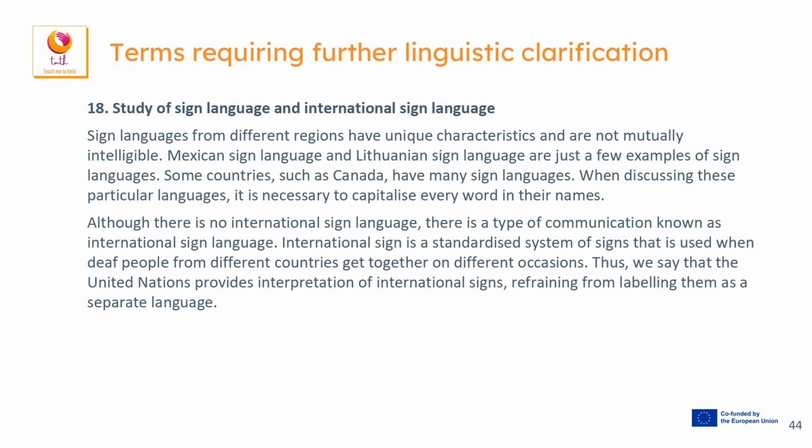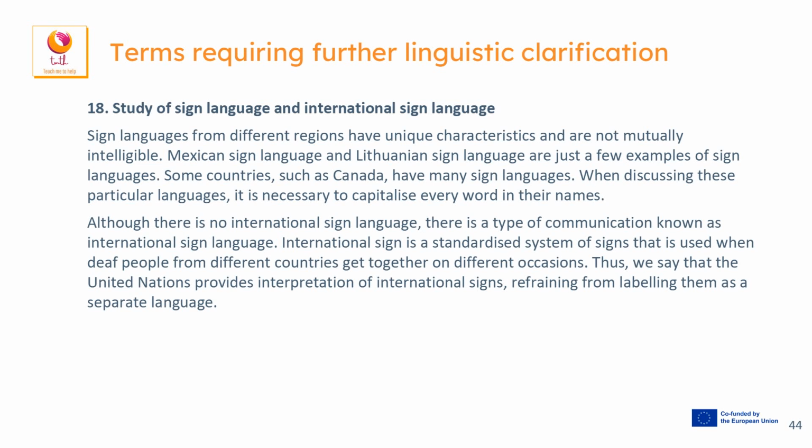18. Study of sign language and international sign language. Sign languages from different regions have unique characteristics and are not mutually intelligible. Mexican Sign Language and Lithuanian Sign Language are just a few examples of sign languages. Some countries, such as Canada, have many sign languages. When discussing these particular languages, it is necessary to capitalize every word in their names.